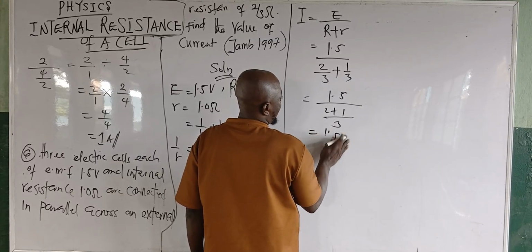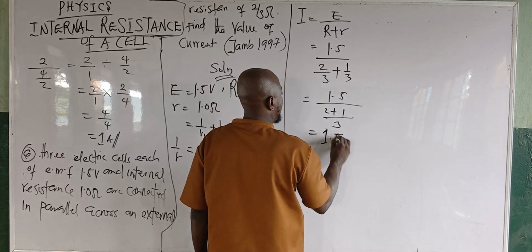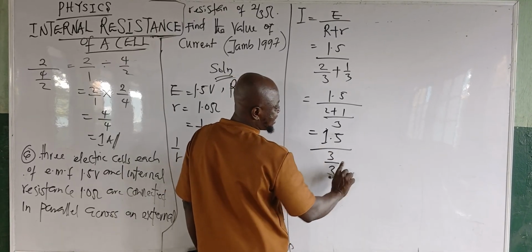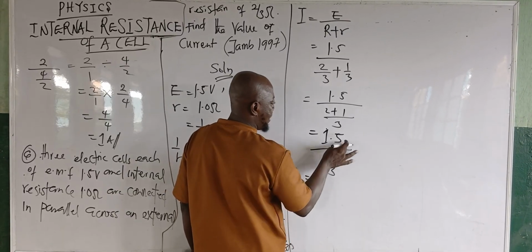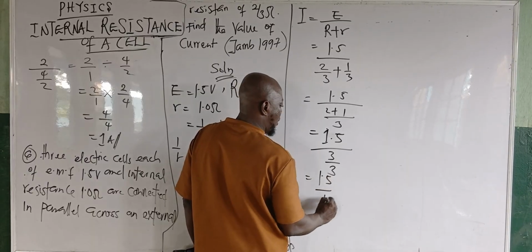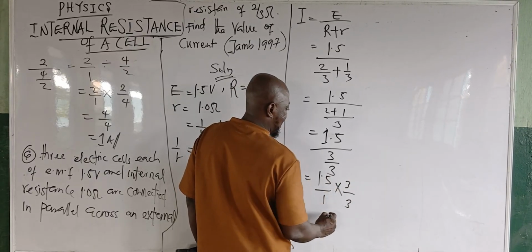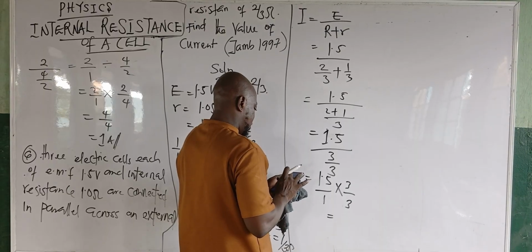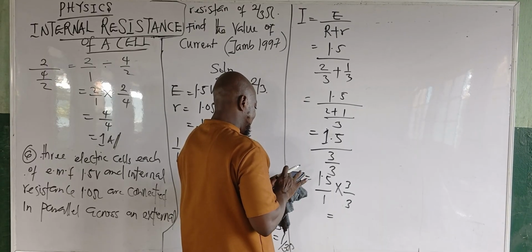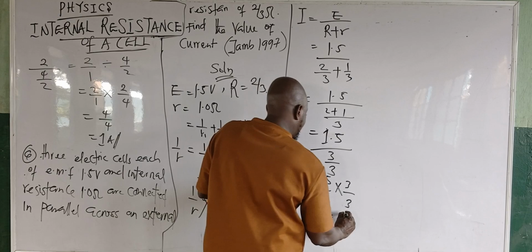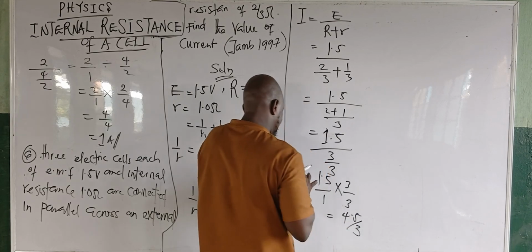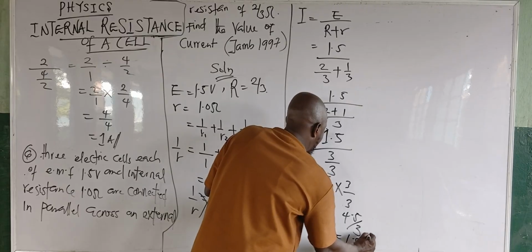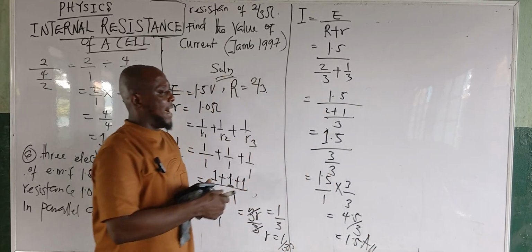1.5 here. 1.5 will give us what? 3 over 3 here. These are together. So let me separate this. So I'll say 1.5 over 1 times 3 over 3. So do the math now. So 1.5 times 3 now. I'm having 4.5 here. Divided by 3. I'm having 1.5 ampere as my value.